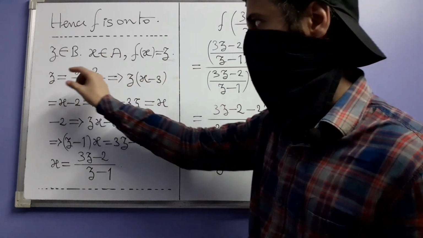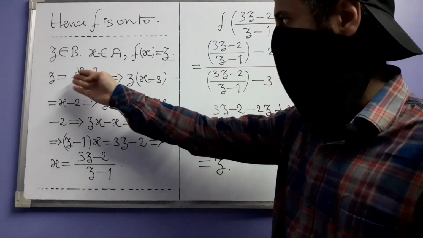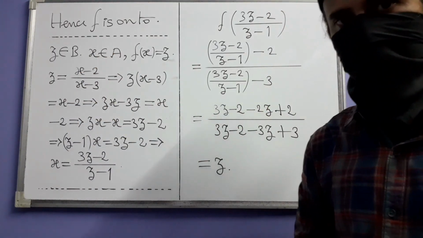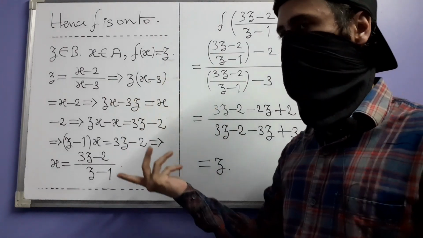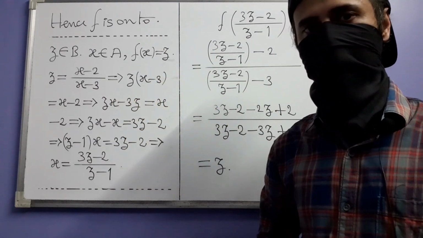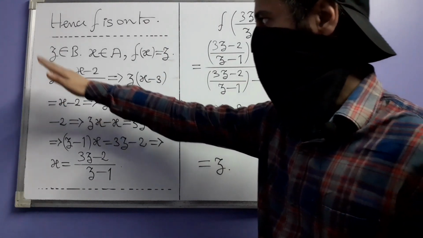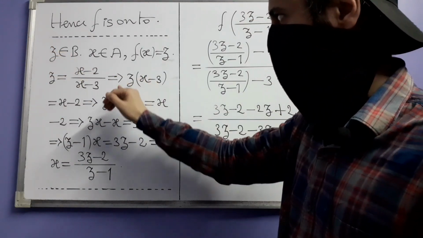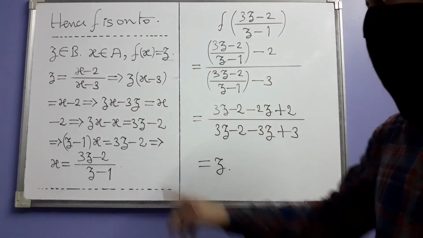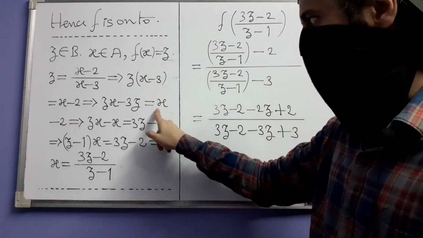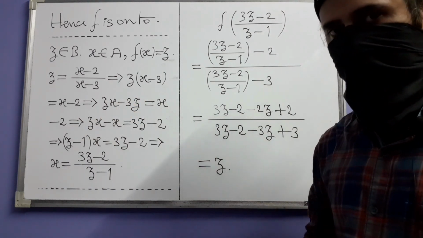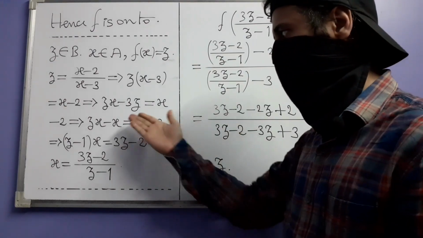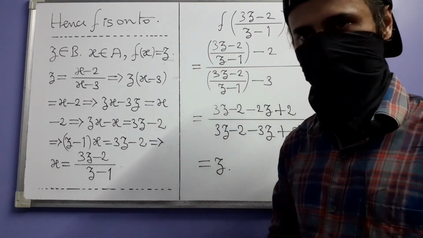So that means z is equal to this. This is f of x, x minus 2 divided by x minus 3. And then what do we do? Because we are searching for x, we solve for x in terms of z. So we do the multiplication, z times x minus 3 equals x minus 2. That means zx minus 3z equals x minus 2. And then we are trying to solve for x, so we bring all the terms having x to one side.